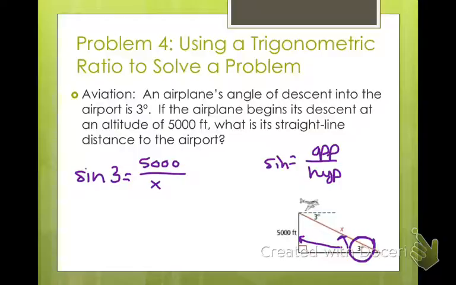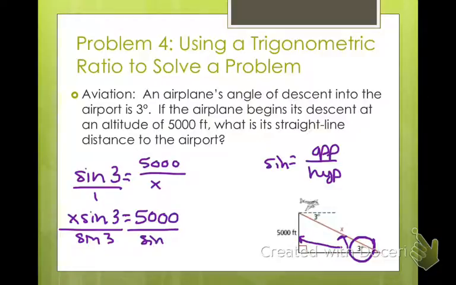Now, there are a couple ways you can solve this. You can multiply both sides by x and then divide by sine 3. You can put sine 3 over 1 and cross multiply. Whichever way you do it, you come out with x sine 3 equals 5,000. And then in order to get x by itself, you just divide by sine of 3. Okay, so x, put this into your calculator, 5,000 divided by sine 3.